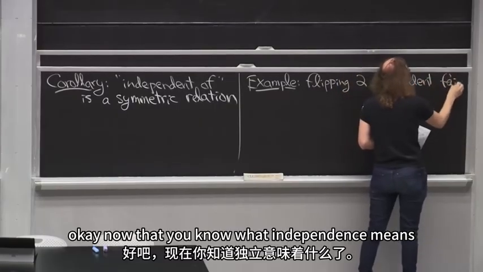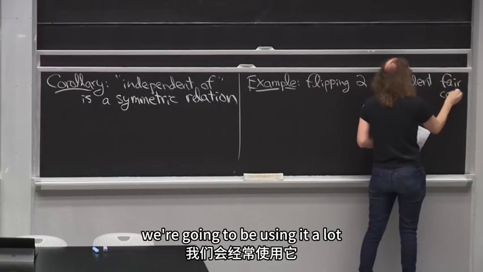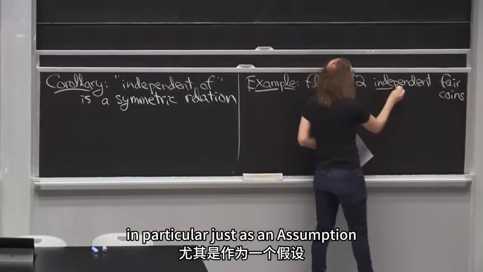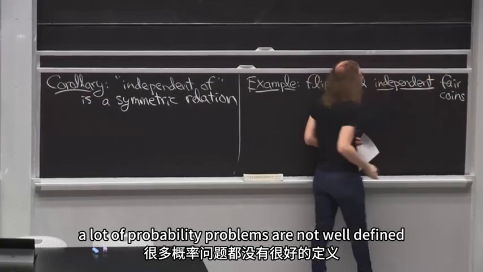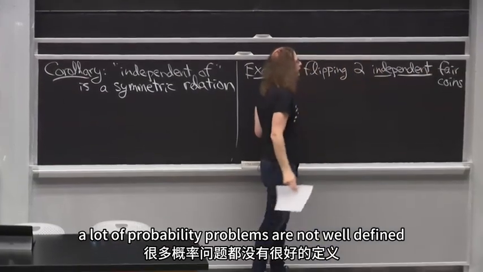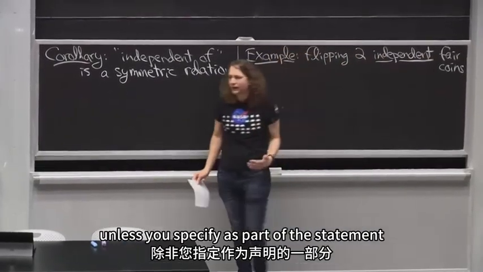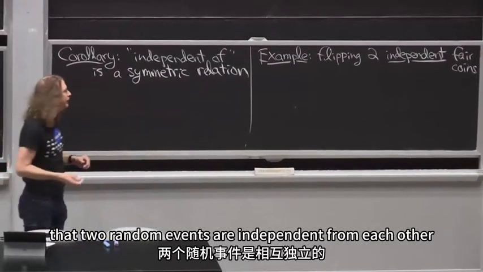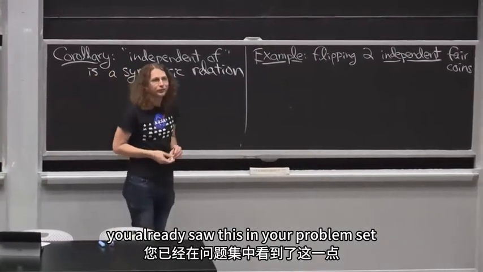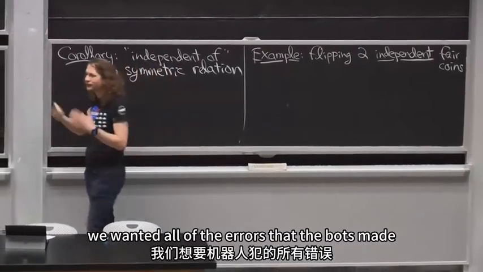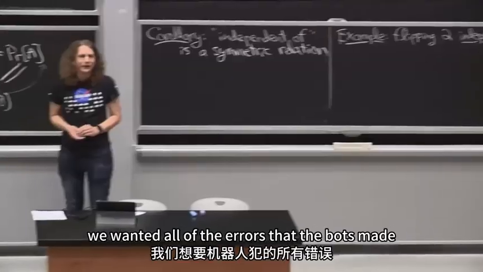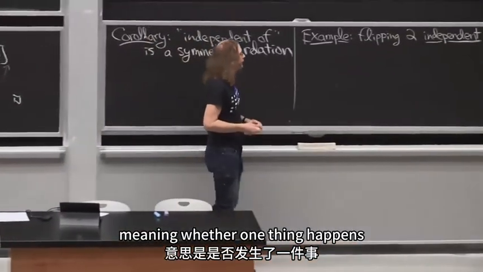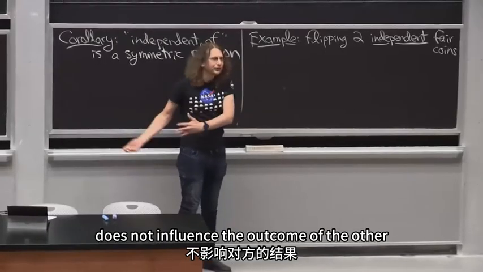OK, now that you know what independence means, we're going to be using it a lot, in particular just as an assumption. A lot of probability problems are not well defined unless you specify as part of the statement that two random events are independent from each other. You already saw this in your problem set. We wanted all of the errors that the bots made to be independent from each other, meaning whether one thing happens does not influence the outcome of the other.